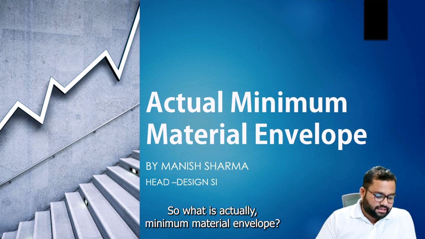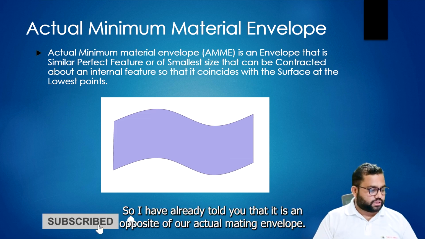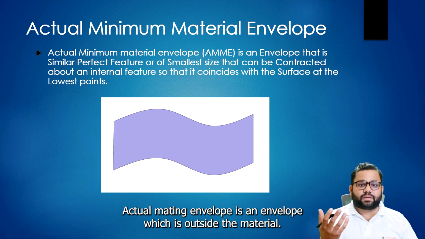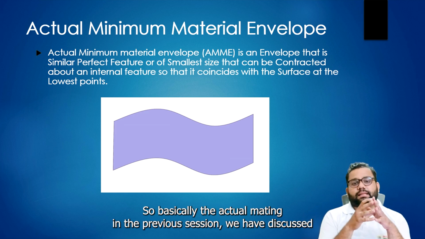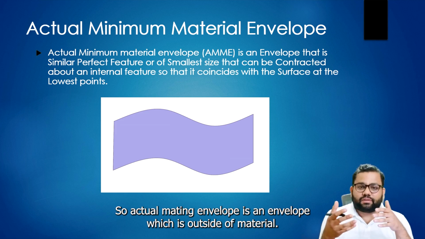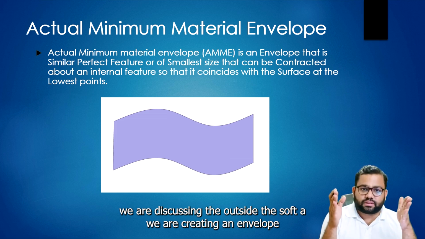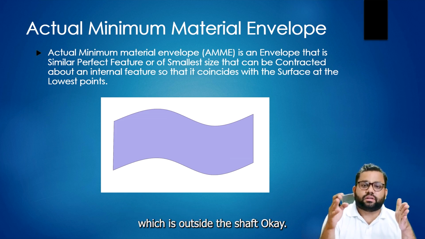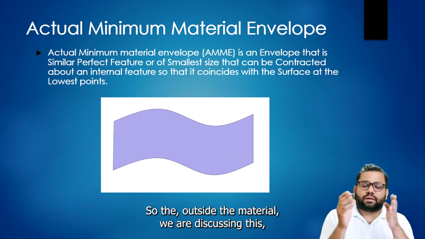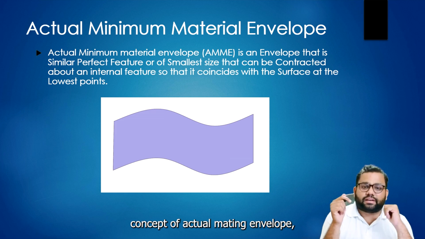So what is the actual minimum material envelope? I've already told you that it is the opposite of the actual mating envelope. The actual mating envelope is an envelope which is outside the material. We are creating an envelope outside the shaft, and an envelope inside the hole, outside the material.